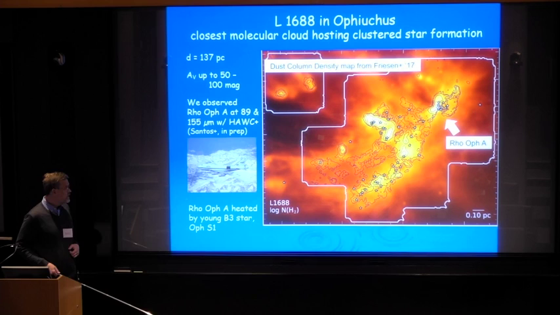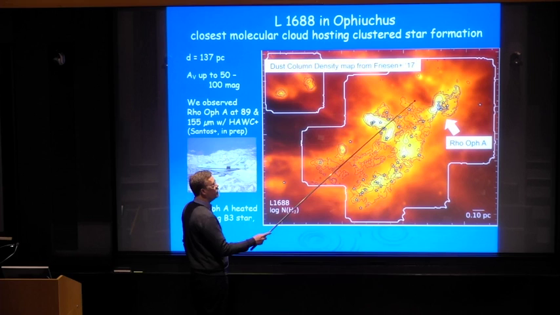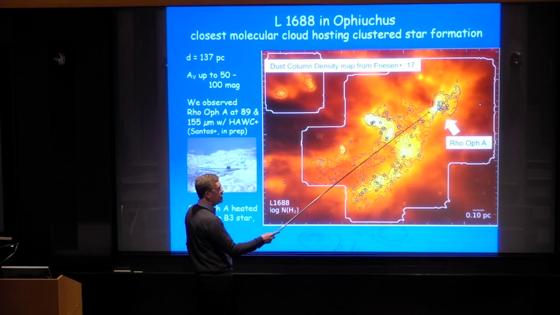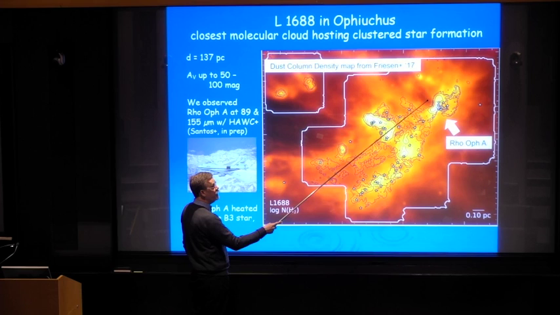One of the interesting, important things about this cloud is that its heat source is primarily a target. I should have mentioned these stars are all protostars, but there's another target that's not given a star symbol because it's not a protostar, but it's a young B star, a very bright star sitting right about here in this hole in the column density.